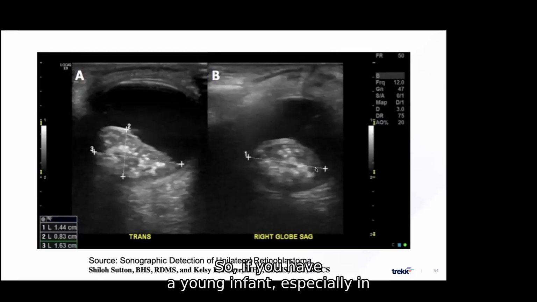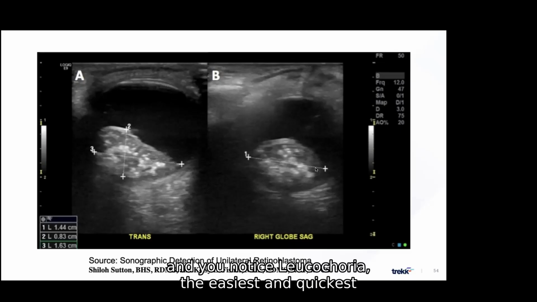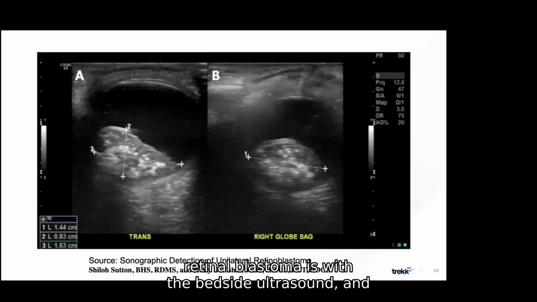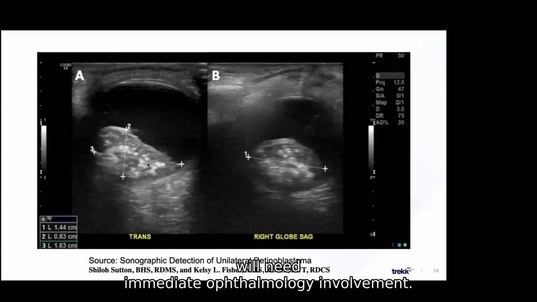So if you have a young infant, especially in the first 1 or 2 years of their life, and you notice leukocoria, the easiest and quickest way to see if they have retinoblastoma is with the bedside ultrasound. And of course, if you see this, the patient will need immediate ophthalmology involvement.